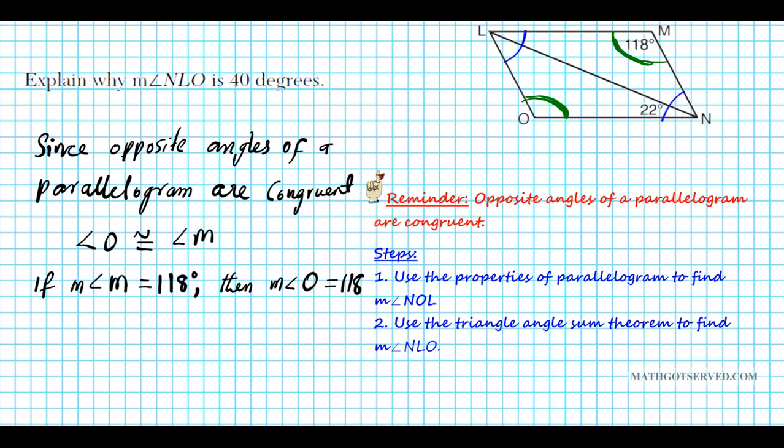Now we're done with step number 1. So now we know what angle O is. We're now going to use the triangle angle sum theorem to find the measure of angle NLO. Okay? So let's go ahead and write it down. So from the triangle angle sum theorem, let's write it completely, triangle angle sum theorem.